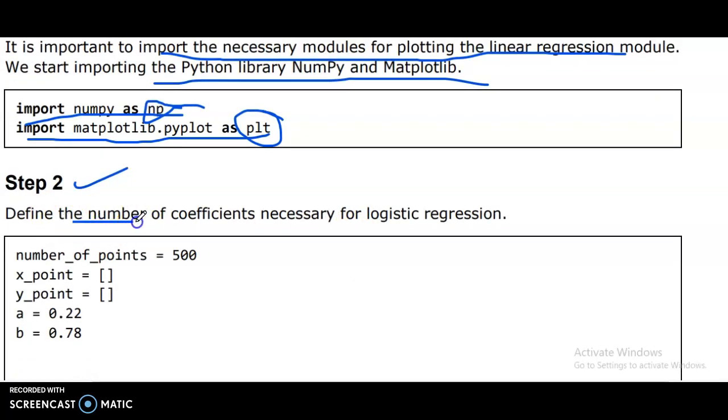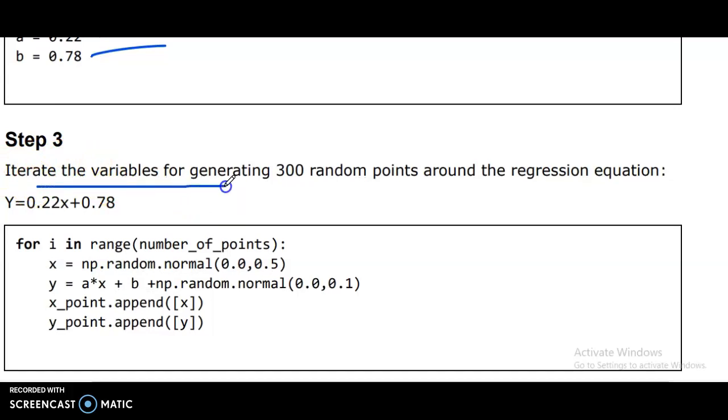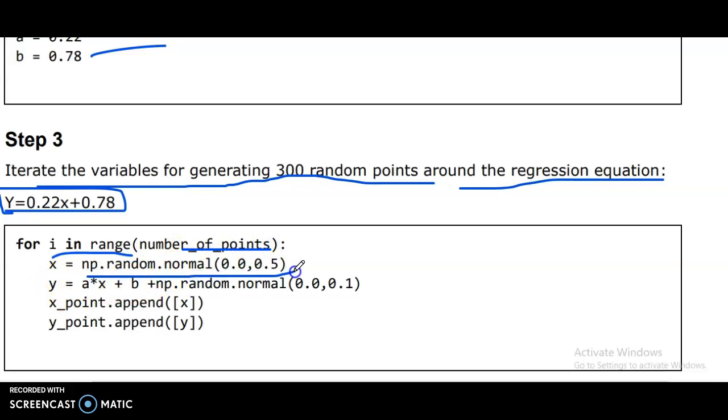Step 2: define the number of coefficients necessary for the regression. Number of points 500, x point, y point, a = 0.22, b = 0.78. Step 3: iterate the variables for generating 300 random points around the regression equation y = 0.22x + 0.78. For i in range number of points: x = np.random.normal(0, 0.5), y = a * x + b + np.random.normal(0, 0.1), x point append x, y point append y.